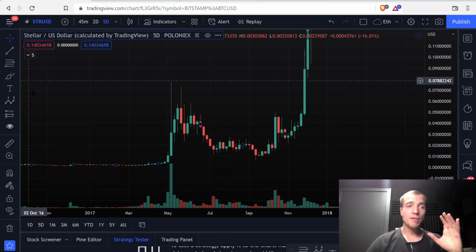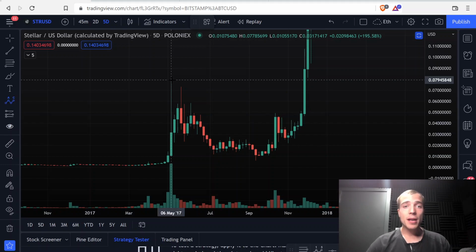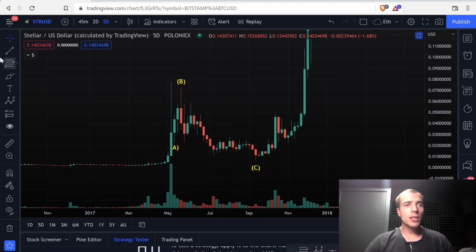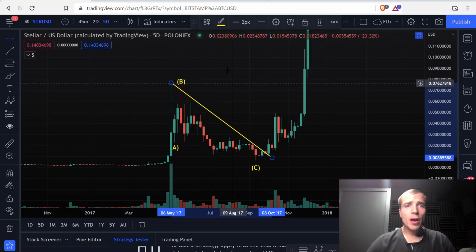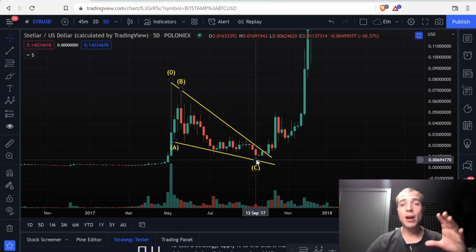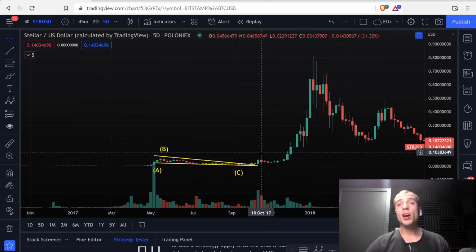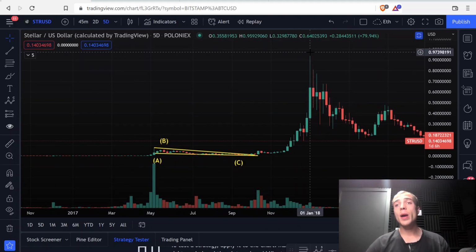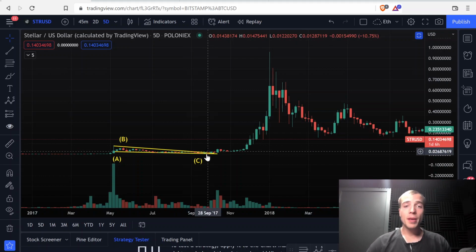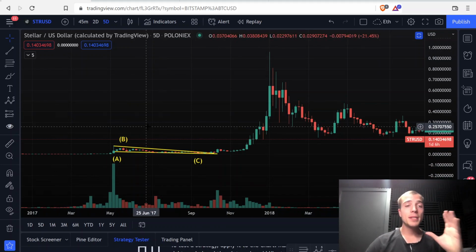Another ABC correction that I've personally made a lot of money on is stellar lumens. This is a great example of an ABC correction. As you can see, we have A, B, and C. Now we're a little bit more zoomed out on this one, so we're not going to count all the subwaves, but you can see how this was an ABC correction on stellar lumens. It brought prices down to about 0.007 cents. And then from that point out, you guys, we saw a huge, massive impulse all the way to almost $1 per stellar lumens. This trade was extremely profitable for me. I pulled out over $56,000 on this trade alone because of an ABC correction.